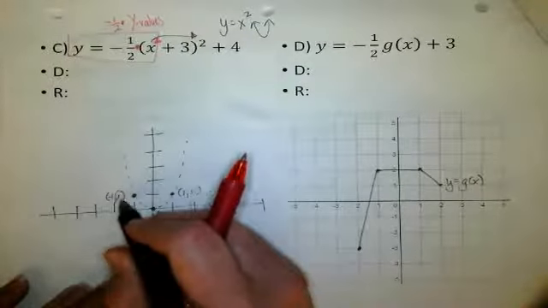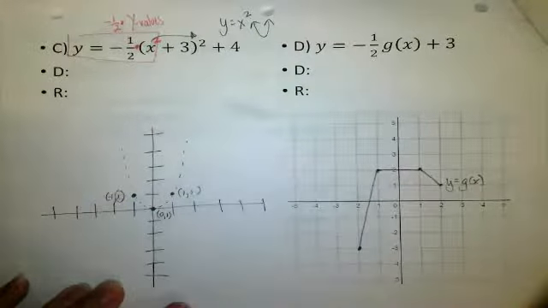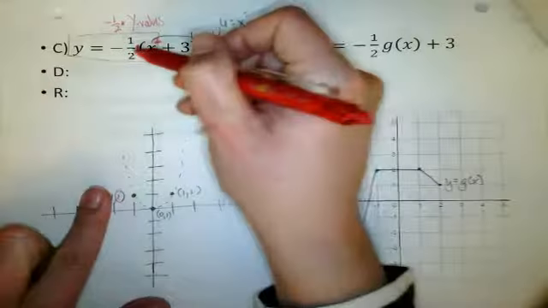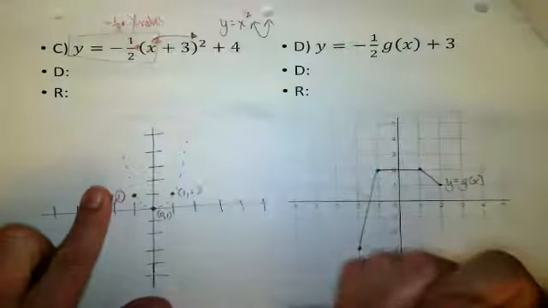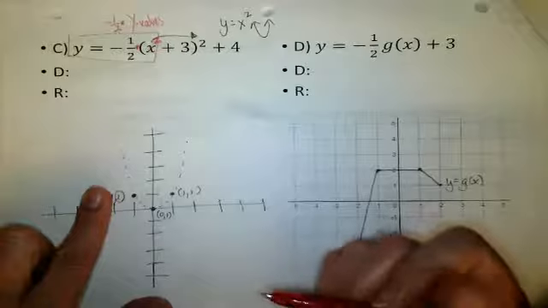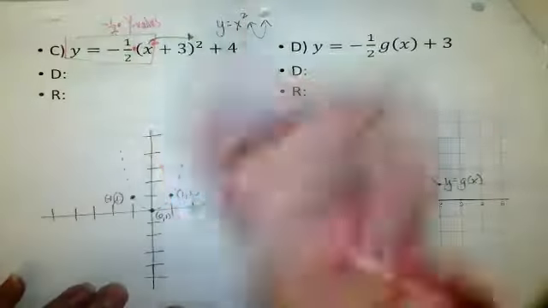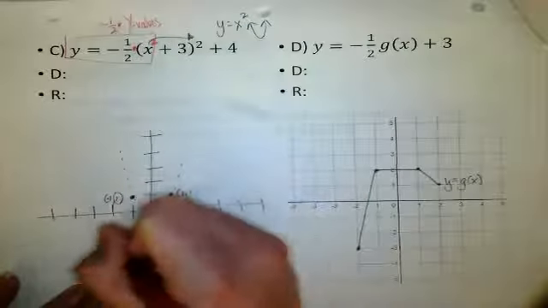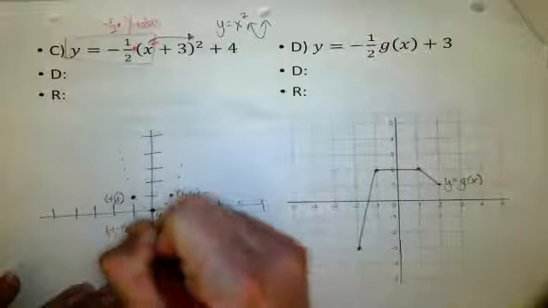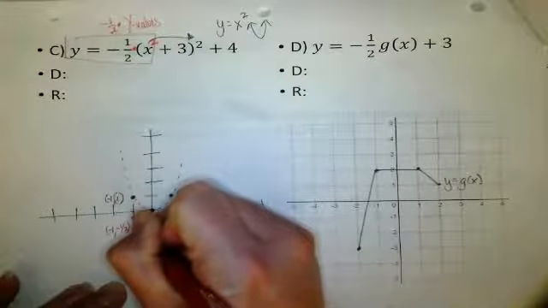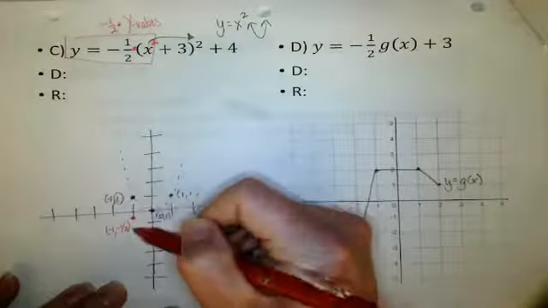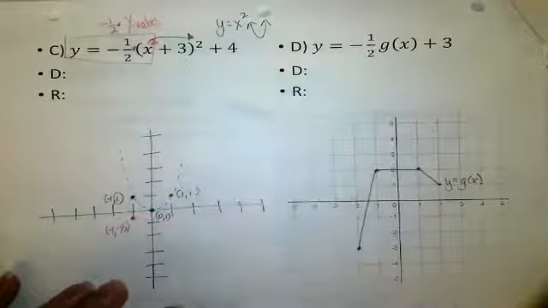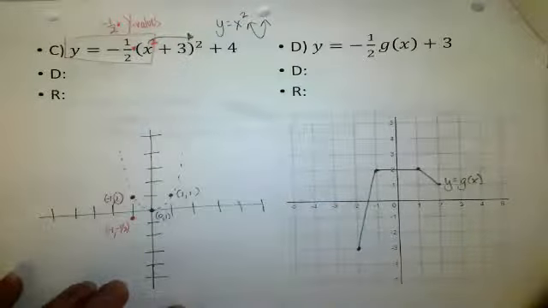Not the x coordinate, but the y coordinate. So if I take my y coordinate and multiply it by negative 1/2, what do you get? Negative 1/2. 1 times negative 1/2 is negative 1/2. So we get the point negative 1, negative 1/2, which is right about here. It gets flipped upside down and then cut in half.